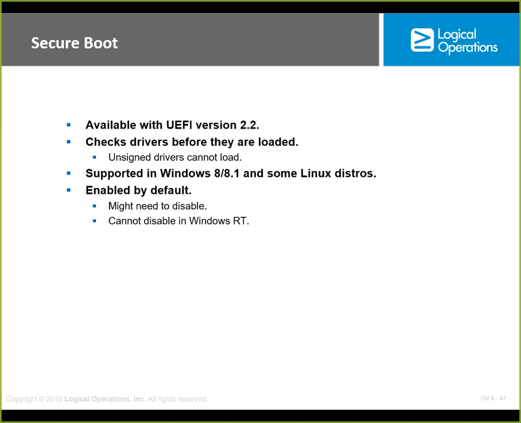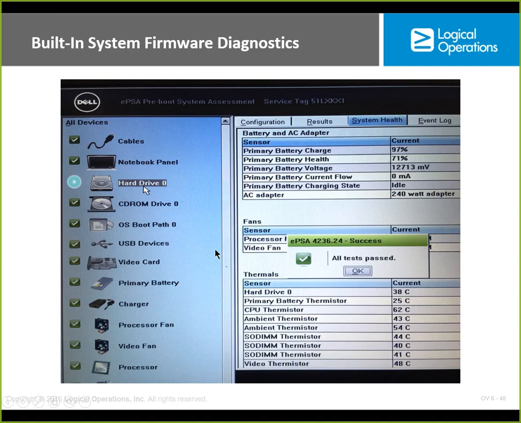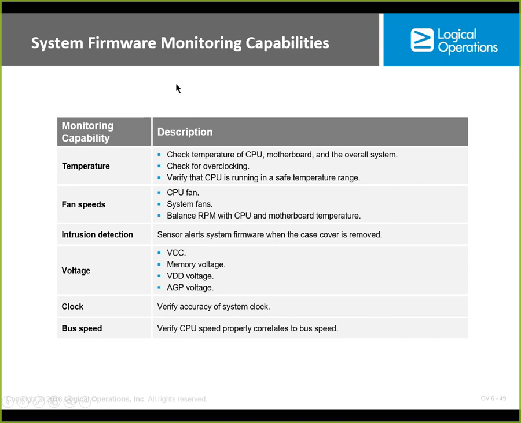Enabled by default. You may need to disable it, and you can't disable it in Windows RT, which is a restricted version. It's a restricted information set on this. Built-in firmware diagnostics may be there, and this is one that is found in a Dell hard drive. The diagnostics that can be run on it may be available. This is a pre-boot system assessment for the service tag, whatever the service tag is here, if you can read it. All tests were passed, so there may be some of those things.